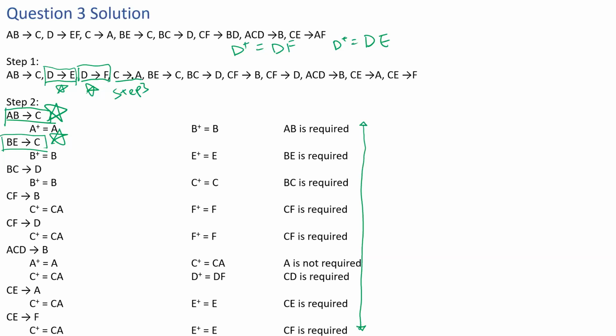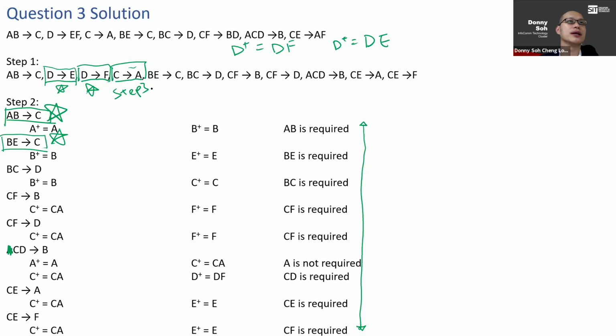Let's look at C implies A. Let's assume I don't have this and find the C closure. There is nothing else here, so this is also required. Okay, let's go down this list again. BC implies D.